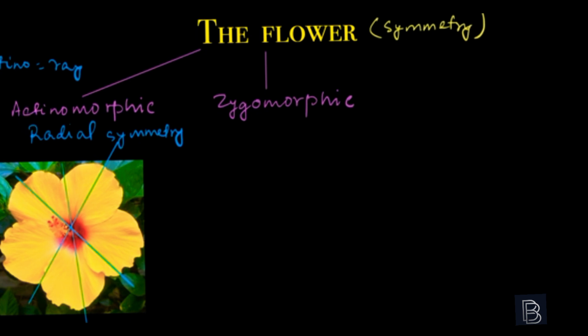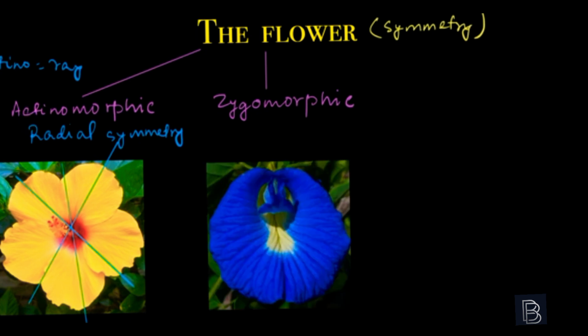The other type is zygomorphic, in which there is just one plane which can divide the flower into 2 equal halves. So right here. This is the only plane that can divide the flower into 2 equal halves, and this is called bilateral symmetry. So an example of bilateral symmetry flowers would be flowers belonging to the family of peas, and then for radial symmetry, as you can see, hibiscus is a good example. So these are the symmetric flowers.